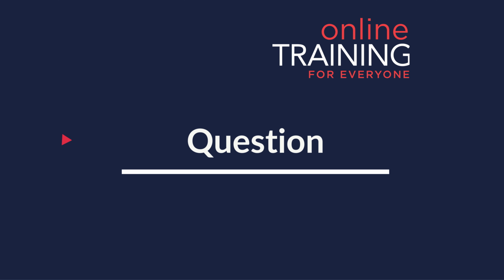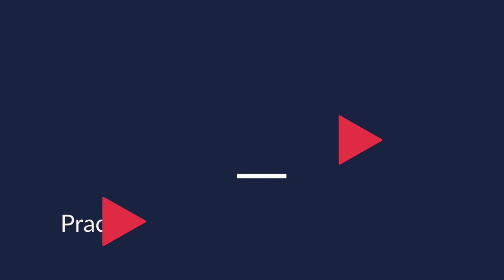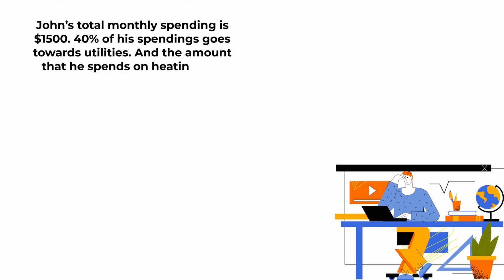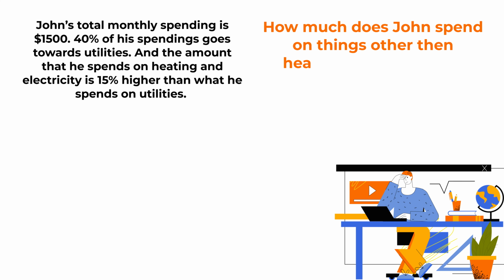Here's an interesting question you might easily get on the test. John's monthly spending is $1,500. 40% of his spending goes toward utilities, and the amount that he spends on heating and electricity is 15% more than what he spends on utilities. How much does John spend on things besides heating, electricity, and utilities?